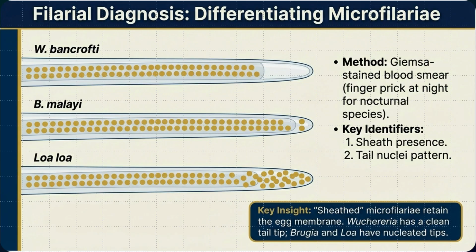Wuchereria is strongly associated with genital lymphatics and hydrocele. Brugia is mostly restricted to the lymphatics of the legs and arms. Loa loa involves the eye. You can actually see it crawling across the conjunctiva and causes Calabar swellings.